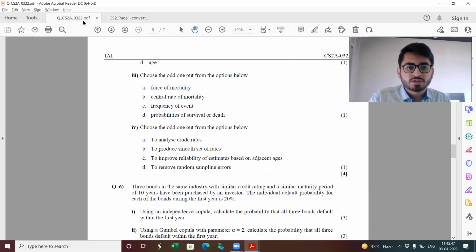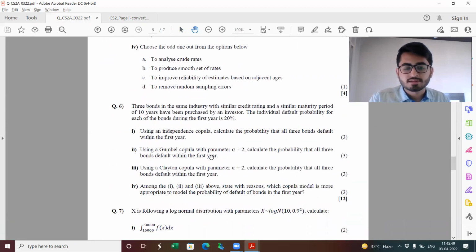Next, moving forward to question 6, which is of Copulas. And again, this is a similar question which is already there in the material as well. So there are bonds of 10 years. Individual default probability for each of the bonds during the first year is 20%. So first part is using independence copula, then Gumbel, then Clayton, and the last part is, which copula is more appropriate. As for the reasoning of this, I'm not going to explain in this particular video.